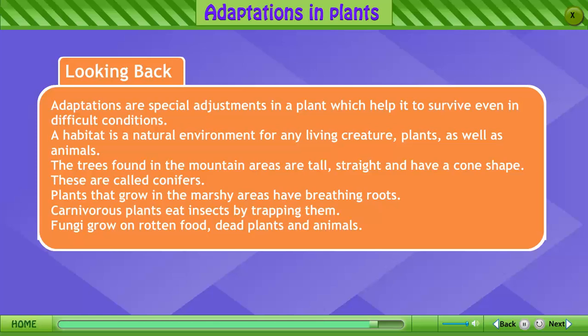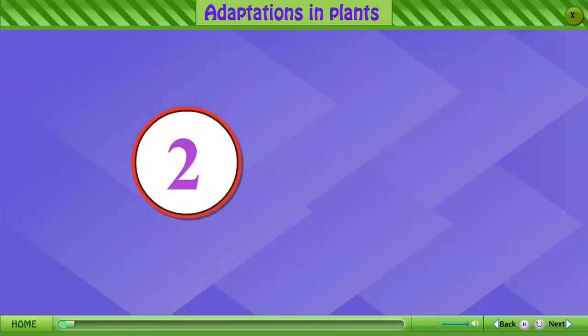Looking back, adaptations are special adjustments in a plant which help it to survive even in difficult conditions. A habitat is a natural environment for any living creature, plants as well as animals. The trees found in the mountain areas are tall, straight and have a cone shape. These are called conifers. Plants that grow in the marshy areas have breathing roots. Carnivorous plants eat insects by trapping them. Fungi grow on rotten food.